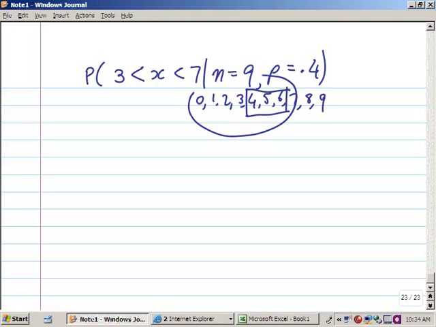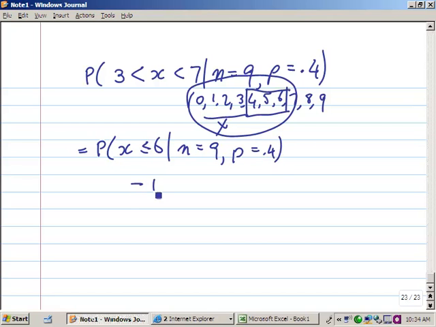That's all. So we go first 0 through 6. Sorry, I drew that circle a little bit big. We don't want 7. And then we're going to subtract out 0, 1, 2, and 3. So we go x less than or equal to 6, n of 9, p of 0.4, and we subtract out of that x less than or equal to 3, which means 0 through 3, n of 9, p of 0.4.